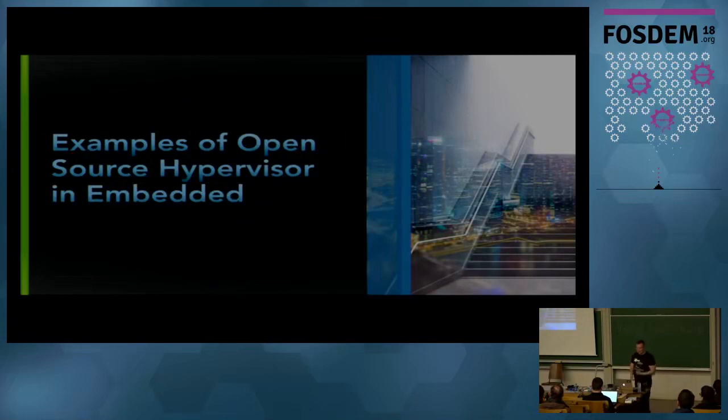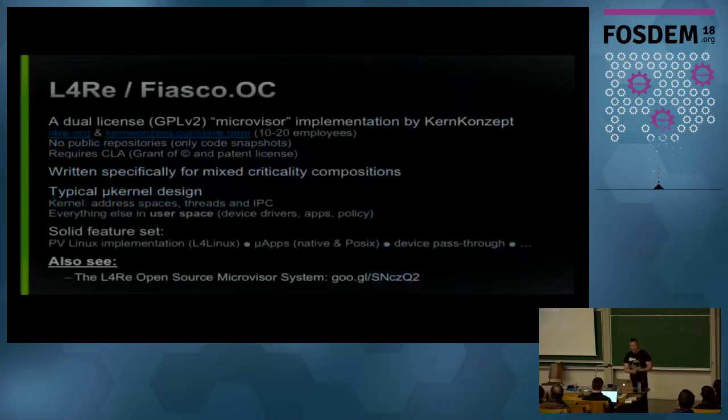So let's look at a few examples of hypervisors today in that space. There's one which is really interesting, called L4E. It comes from a wide heritage of hypervisors, a whole family called the L4 family, which were originally developed for the mobile space. This one keeps coming up in discussions about automotive. It's written specifically for mixed criticality compositions, a typical microkernel design. In the kernel space, they just do address spaces, threads, and IPC functionality. Everything else is in user space.